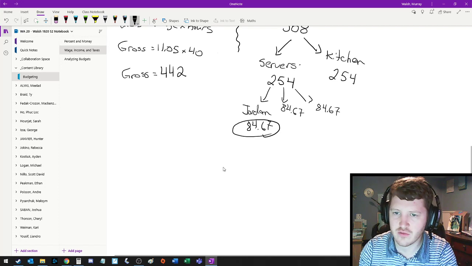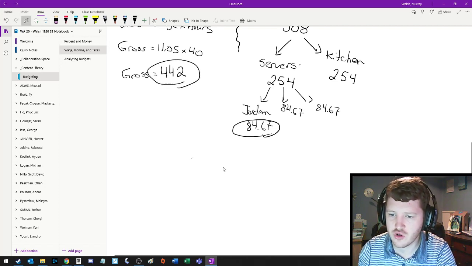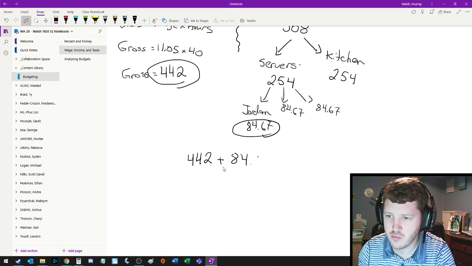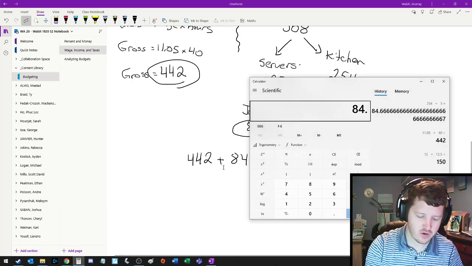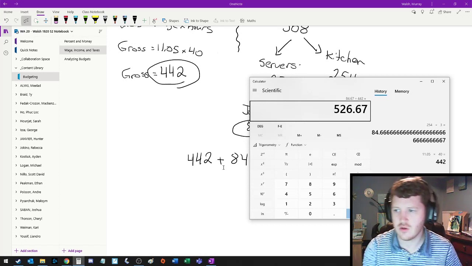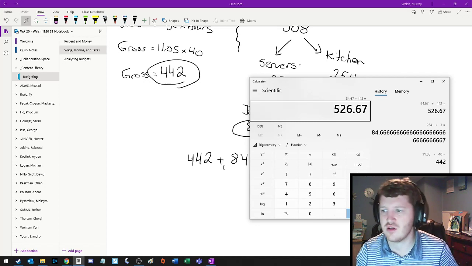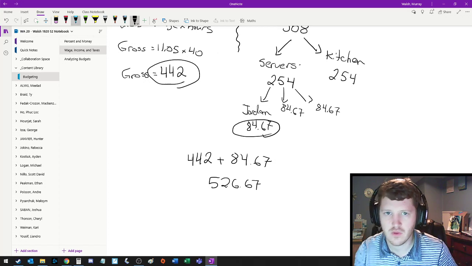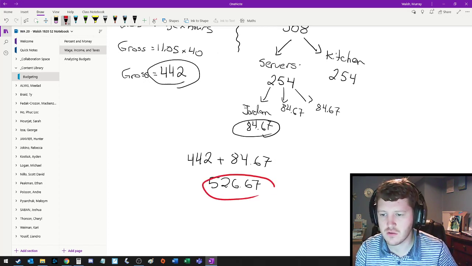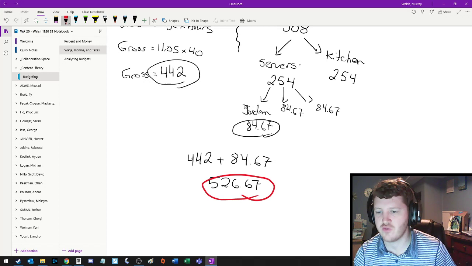So altogether, Jordan earns both pieces: 84.67 plus 442, which is $526.67. Let's circle that in red. And that is Jordan's earnings for that shift.